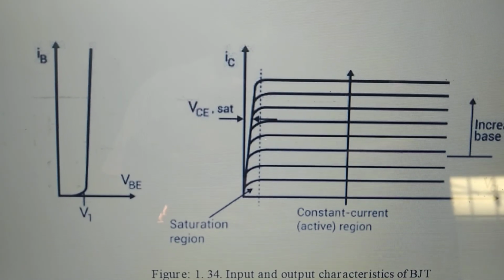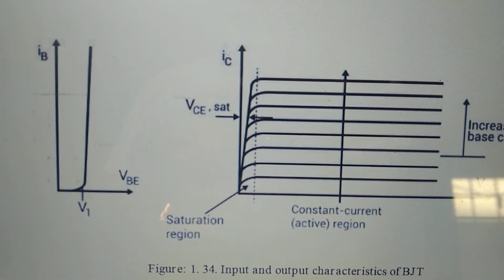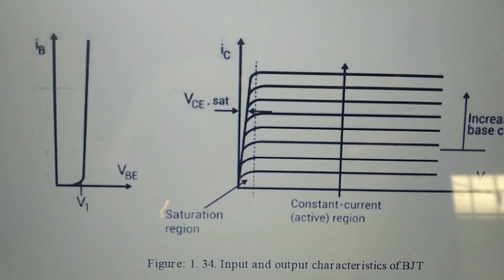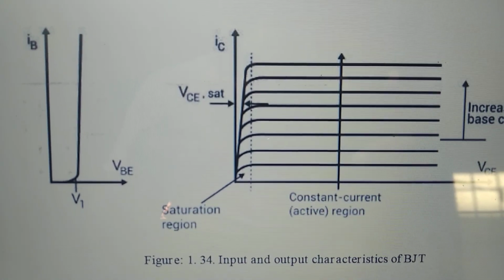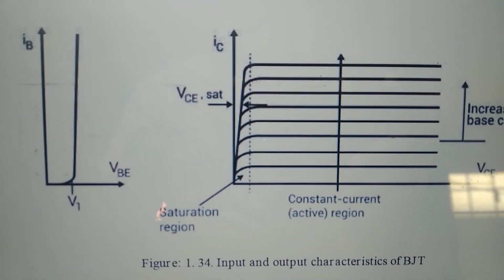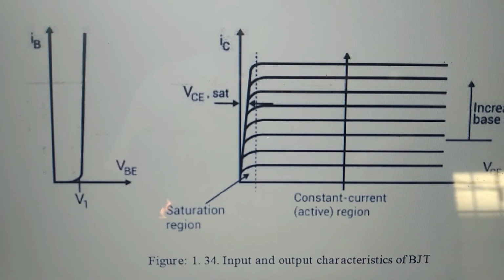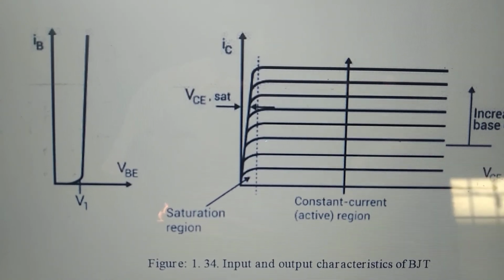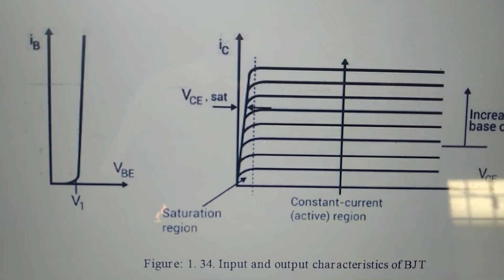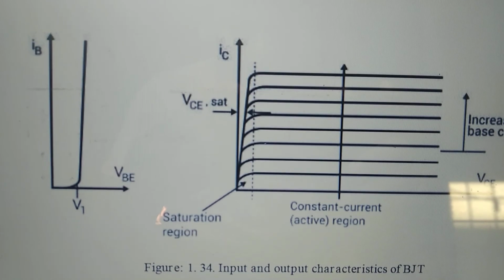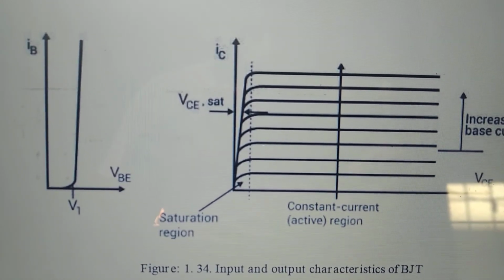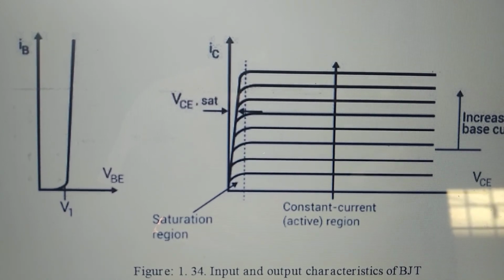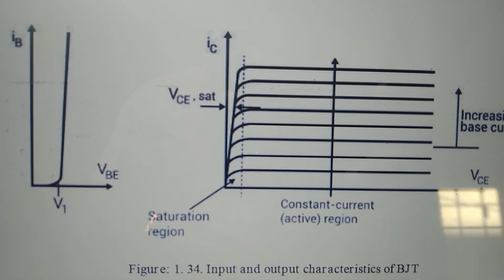So these are the BJT characteristics, input and output characteristics. First figure indicating the input characteristics, second one is output characteristics. The characteristics drawn between base current and voltage across base emitter indicate the input characteristics, and the characteristics between collector current and the voltage across collector to emitter indicate the output characteristics.